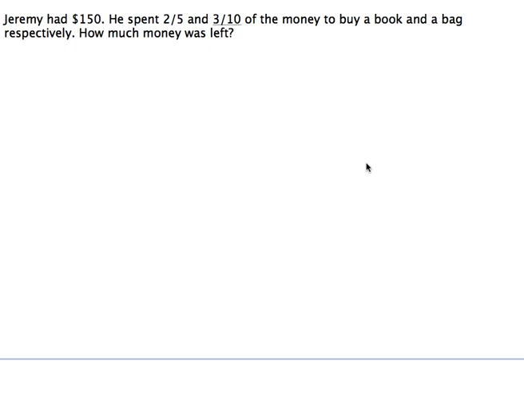Jeremy had $150. He spent 2 by 5 and 3 by 10 of the money to buy a book and a bag respectively. How much money was left? So by reading the question, what do we get from the question? First thing is that Jeremy has $150 initially.